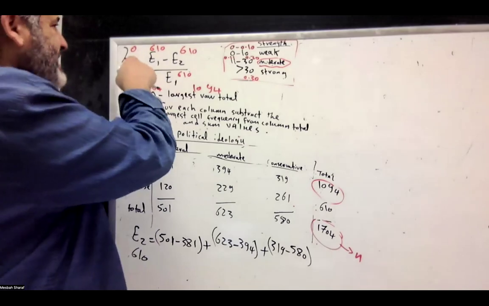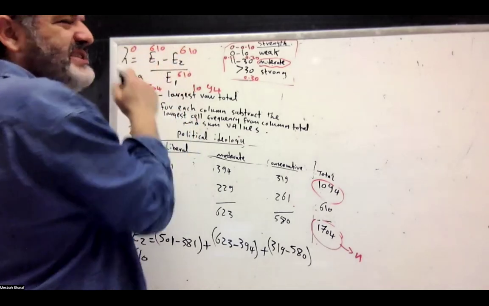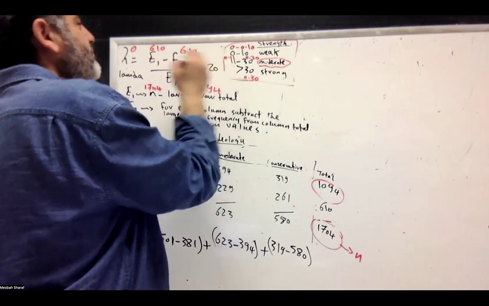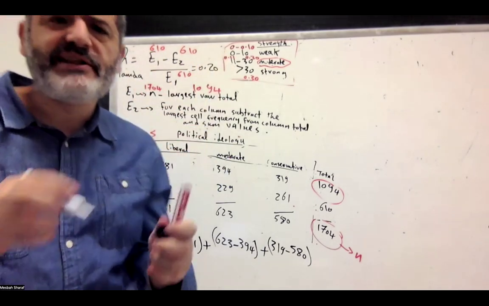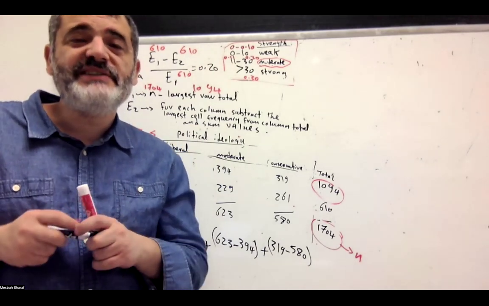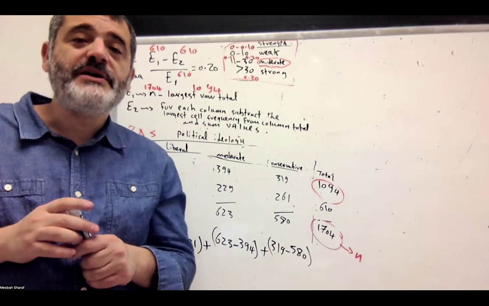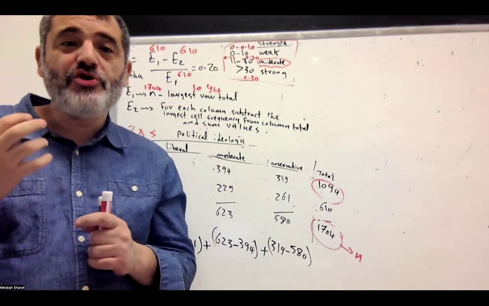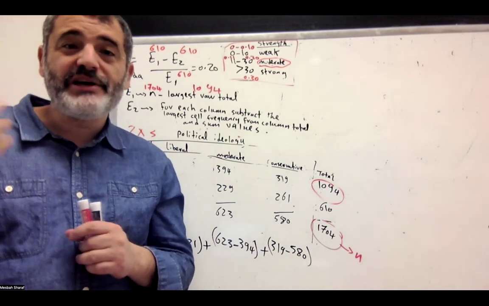Suppose we calculated this lambda, and suppose we found the lambda not to be 0. Suppose our calculation got a lambda of 0.20. What is the meaning of 20? The meaning of 20 is knowing your political ideology.